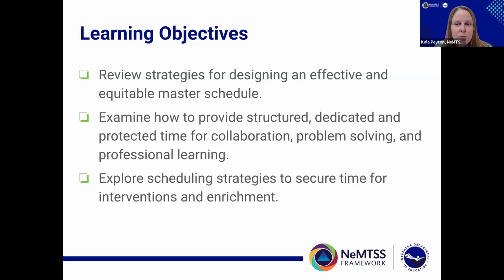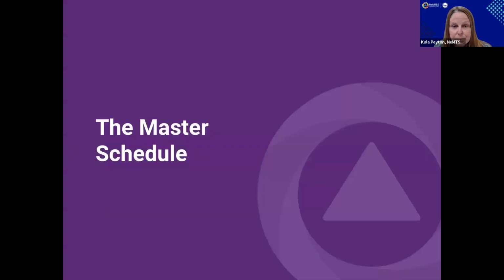For this chapter, we will focus on the following objectives as they relate to scheduling within a multi-tiered system of support. We will review strategies for designing an effective and equitable master schedule. We will examine how to provide structured, dedicated, and protected time for collaboration, problem solving, and professional learning. We will also explore scheduling strategies to secure time for interventions and enrichment.